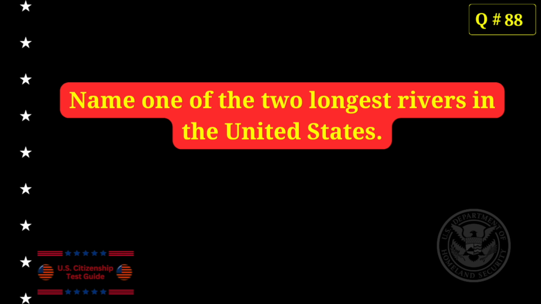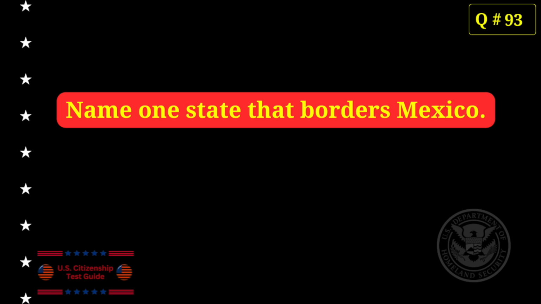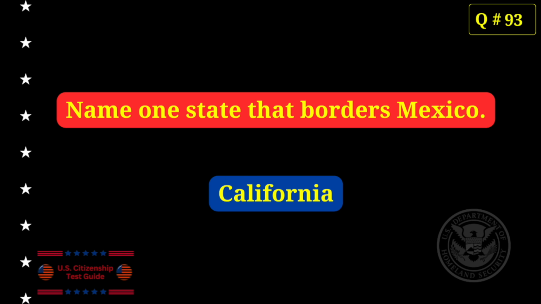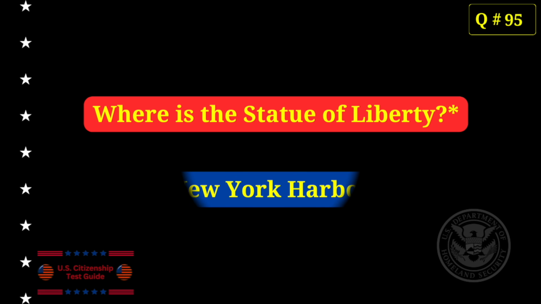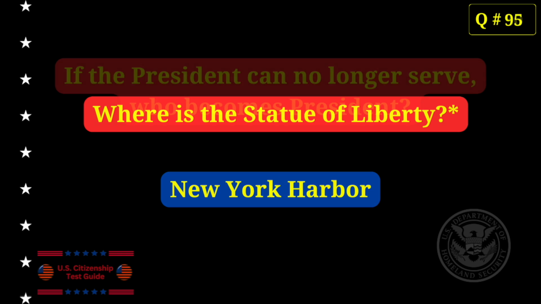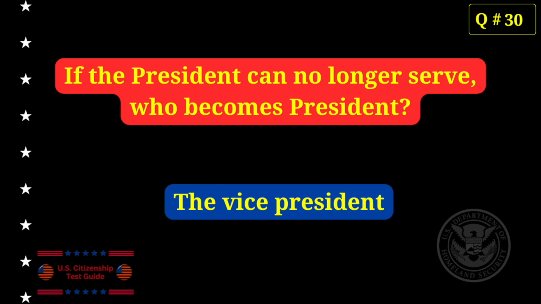Name one of the 2 longest rivers in the United States. Missouri River. Name 1 state that borders Mexico. California. Where is the Statue of Liberty? New York Harbor. If the president can no longer serve, who becomes president? The vice president.